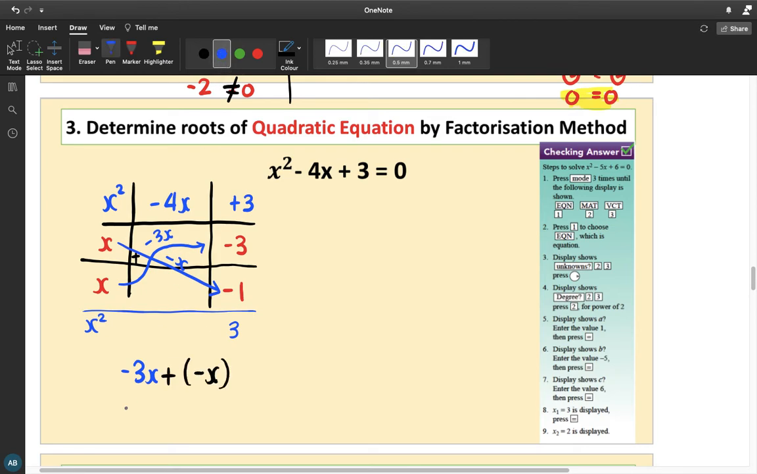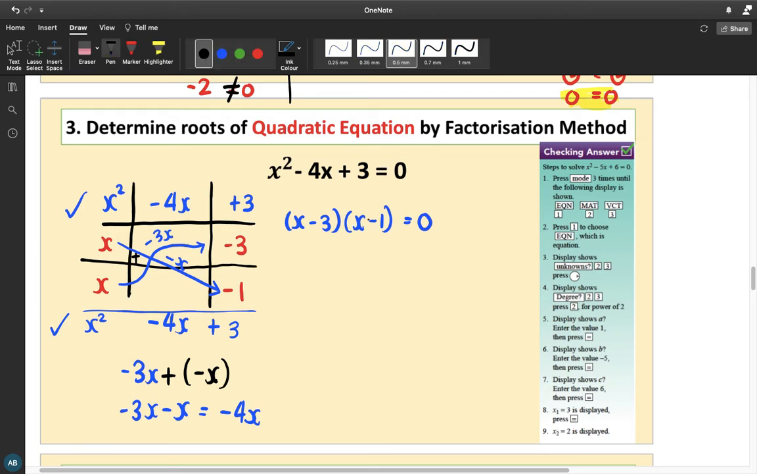So what you guys are going to get there is positive, negative, negative. This one should have been learnt in KICKS. So if you haven't mastered it yet, you guys know what to do. Study. Okay, so we're going to get negative 4x plus 3. Now, is this the same as this? Same. So if it is the same, it means the factorization is x minus 3 times x minus 1 equals to 0. If you don't believe it, try expanding it back, you will definitely get the one above.